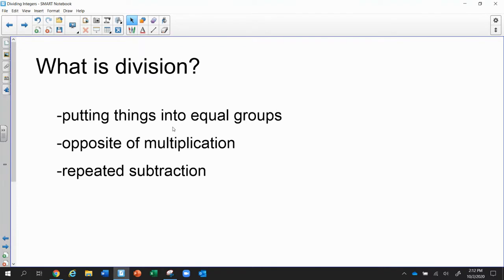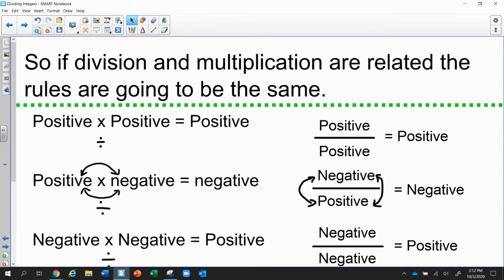So first of all, remember today we talked about what is division. I narrowed it down to these three things that we talked about today. There was more that everybody said, but we narrowed it down to putting things into equal groups, that it was the opposite of multiplication, and that it is repeated subtraction. Knowing it's related to multiplication is part of knowing that these principles that we learned last week for multiplication are also the same for division.